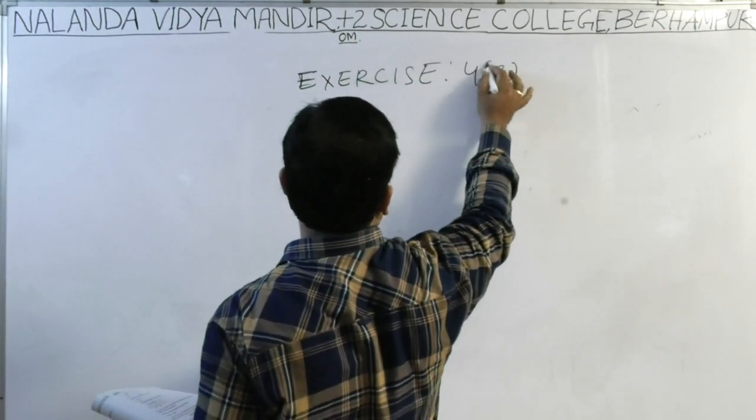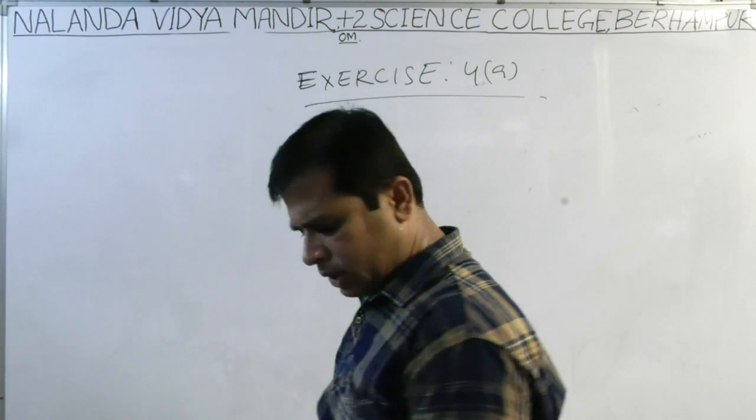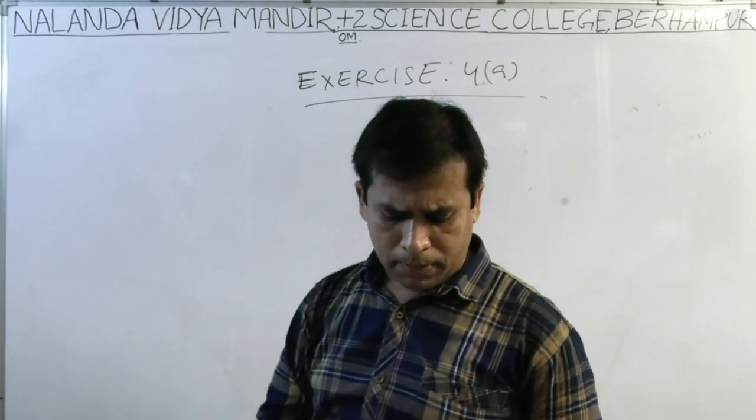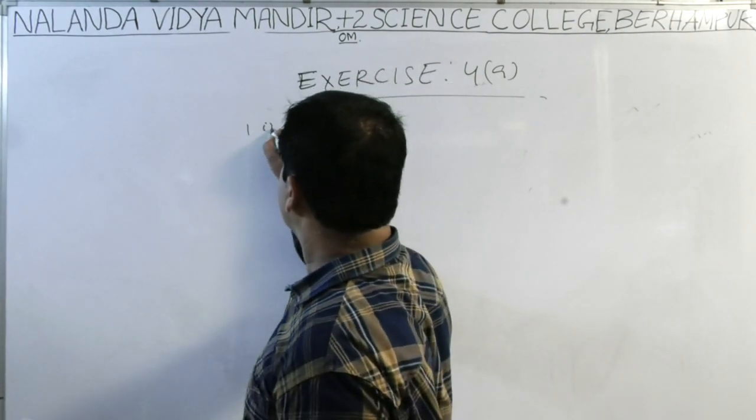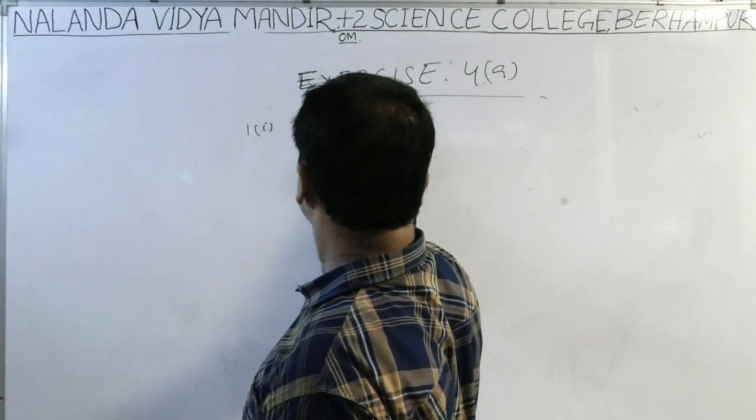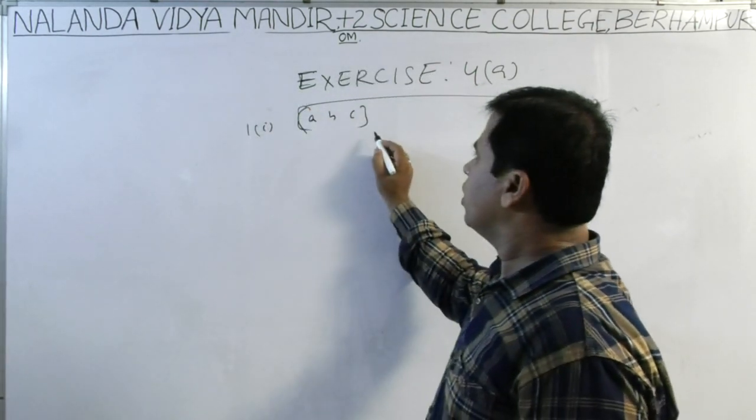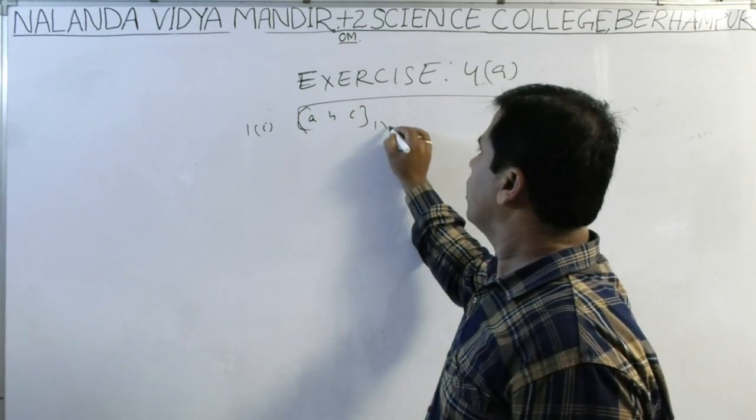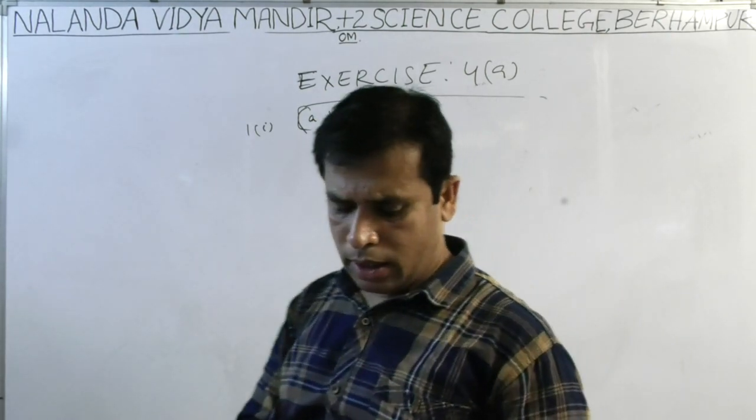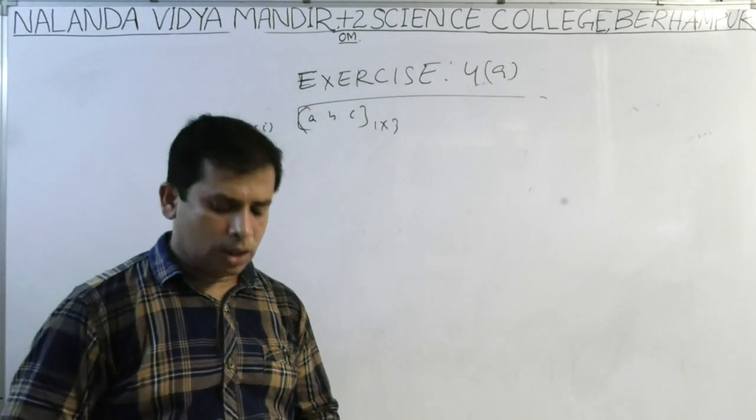Exercise 4A. First question: state the order of the following matrices. A, B, C. What is the order of matrix A? It has three rows and one column, so the order is 3 cross 1. Similarly, we can find out the order of the other matrices.